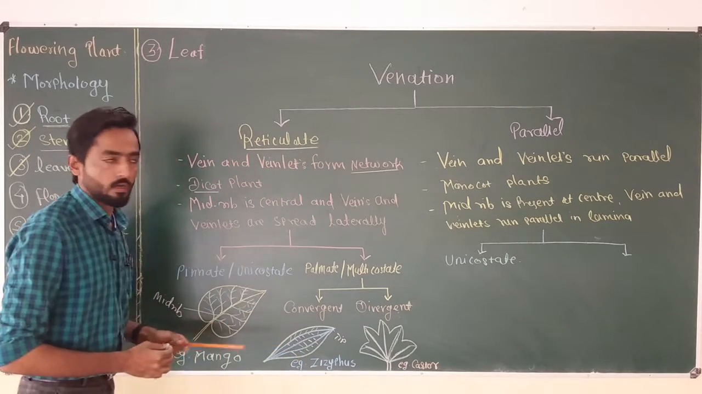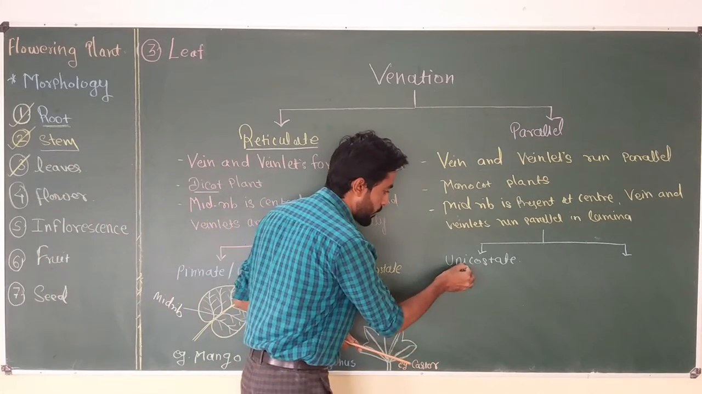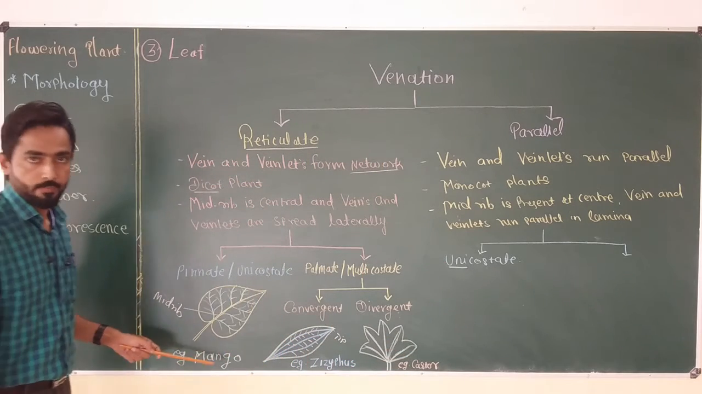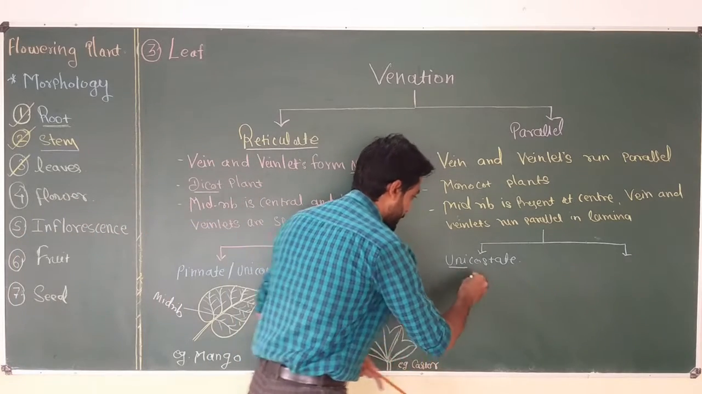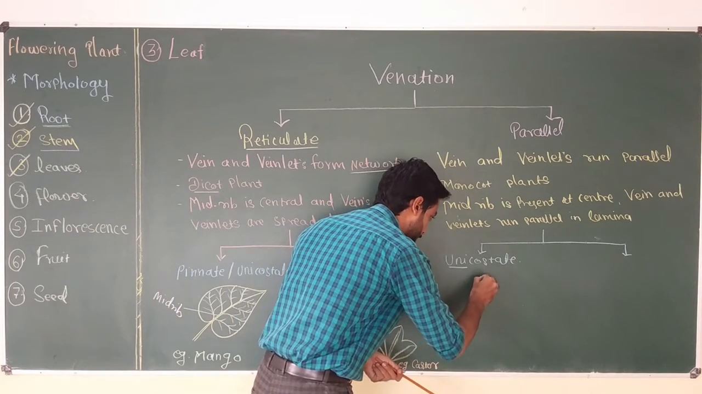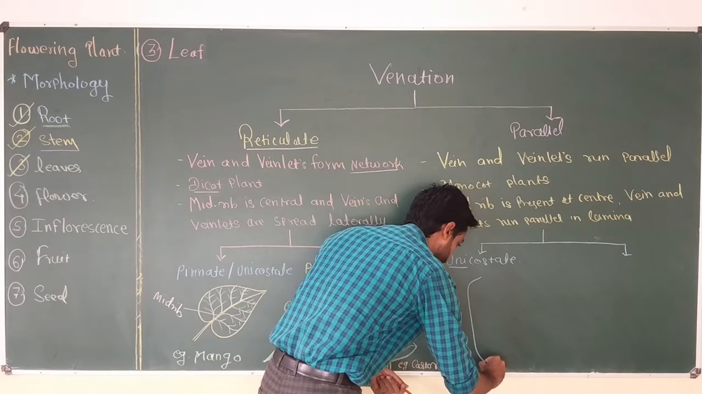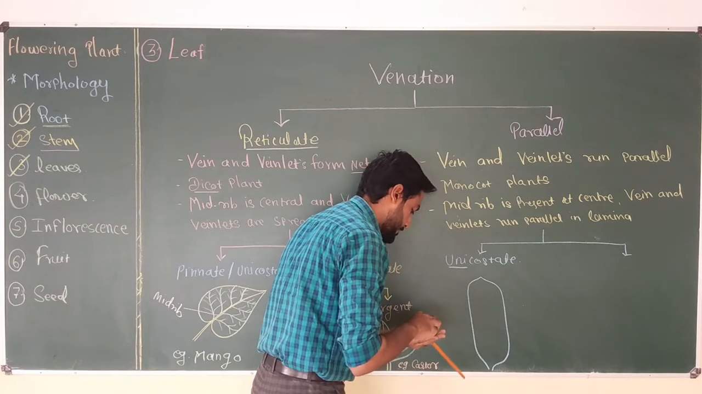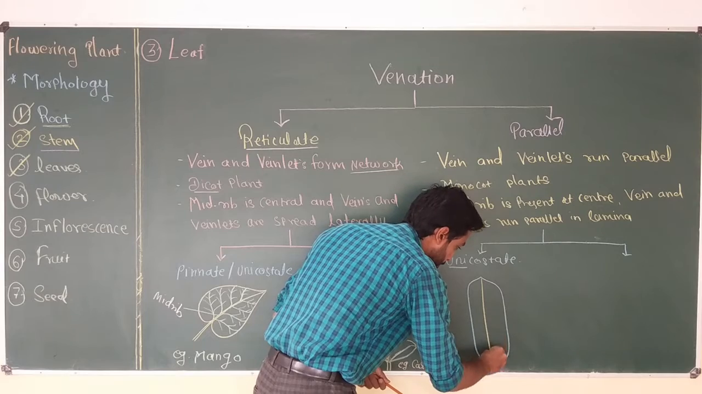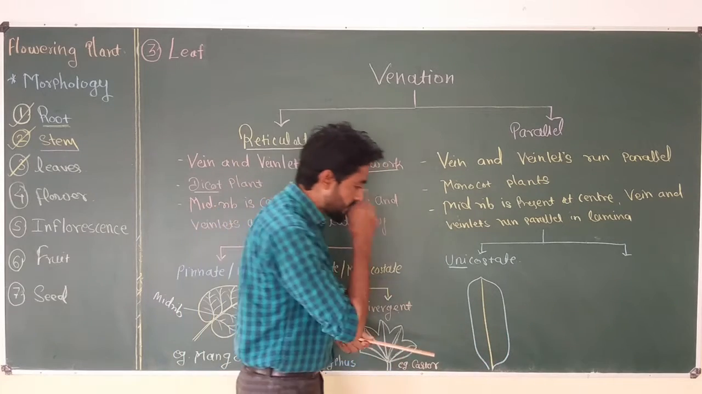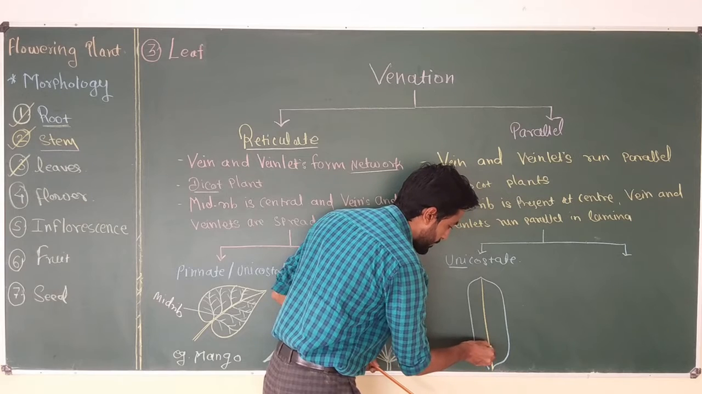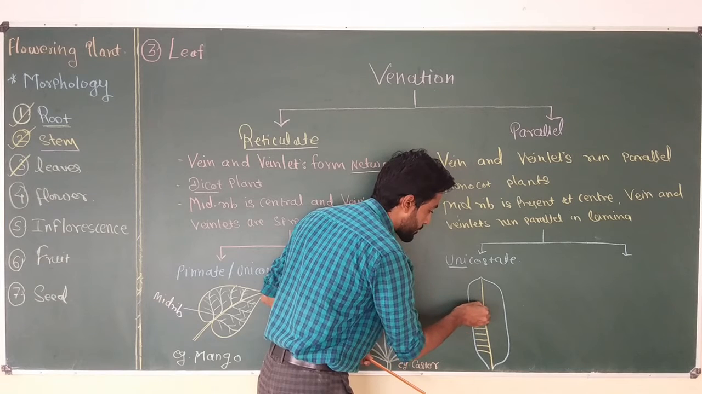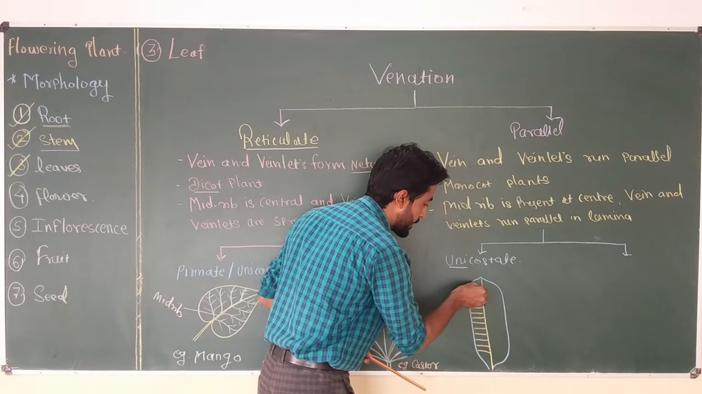In this type of parallel venation, the leaf generally has a single midrib, like that of the mango plant. But the difference is that this leaf shows unicostate venation. The leaf lamina shows a single midrib, then many branches arise from this midrib and they run parallel to one another, because it is the type of parallel venation.